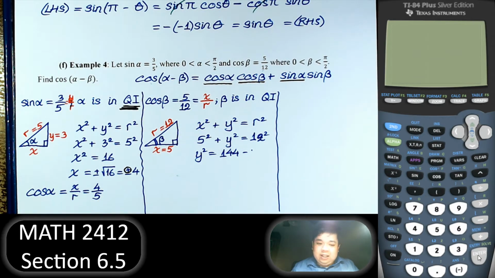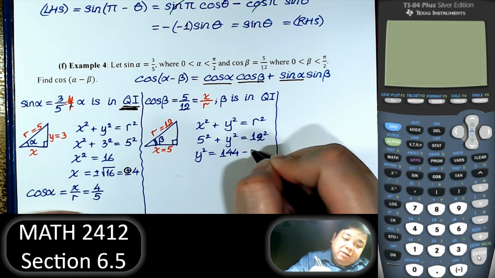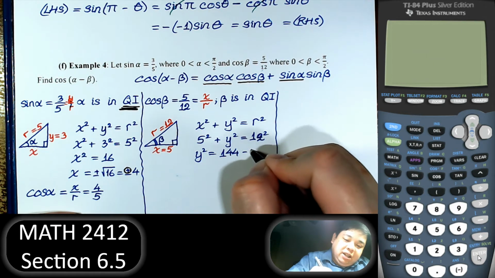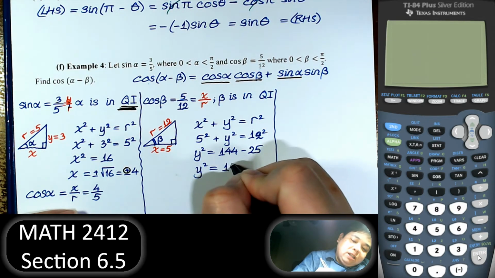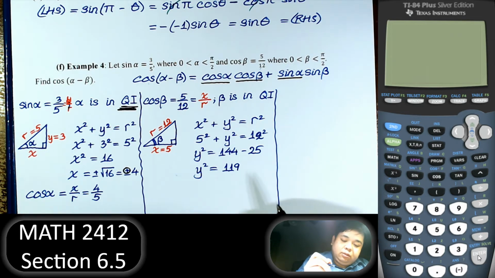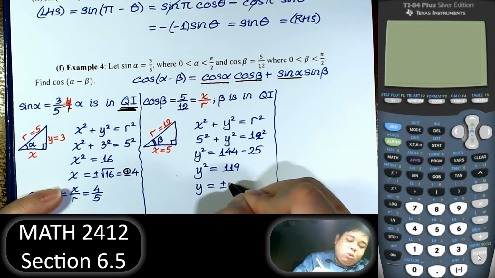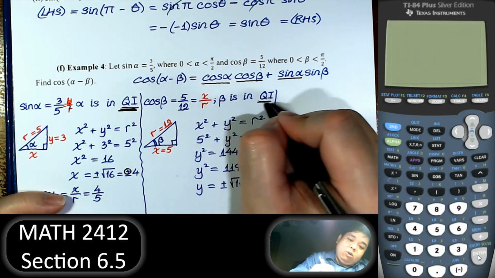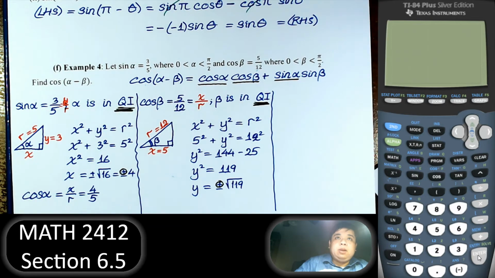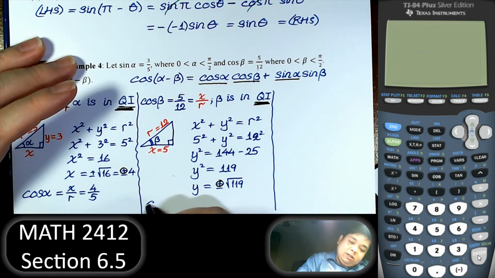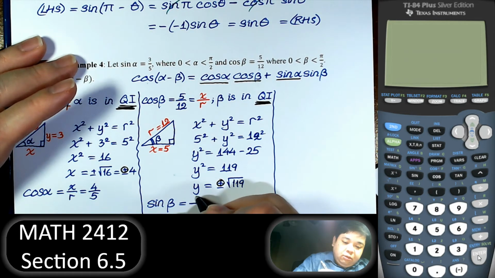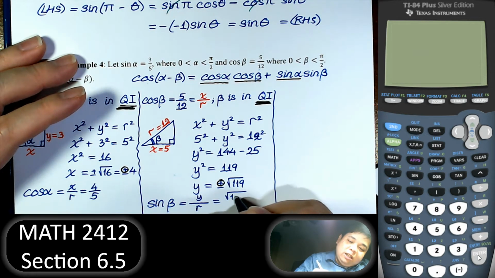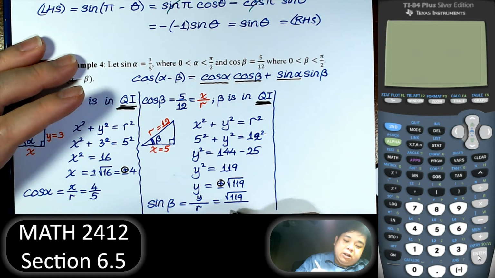Well, yeah, it's not going to be nice and even, but I should make that 13, but it's fine. So y squared equals 119. And then we just have y equal to plus or minus square root of 119. And once again, in quadrant 1, the y value is positive also. So we just need to find sine of beta. Sine is equal to y over r, so square root of 119 over 12.